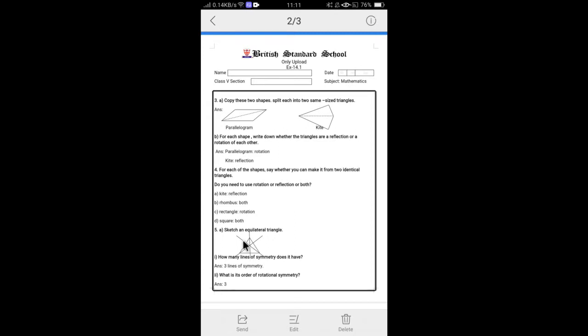As an equilateral triangle has 3 sides, it has 3 lines of symmetry. Square, 4 sides, 4 lines of symmetry. Pentagon, 5 sides, 5 lines of symmetry. These are the basic rules for our symmetry.